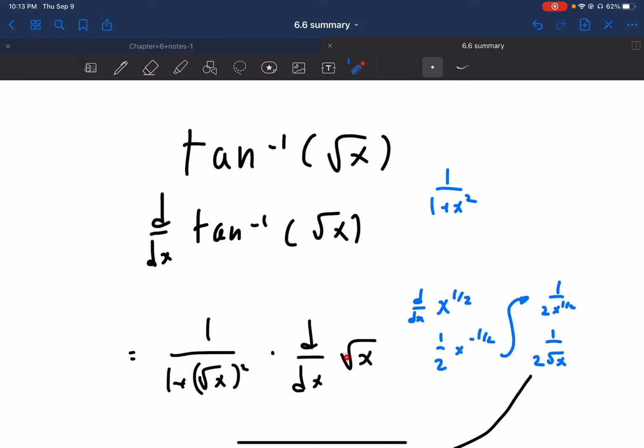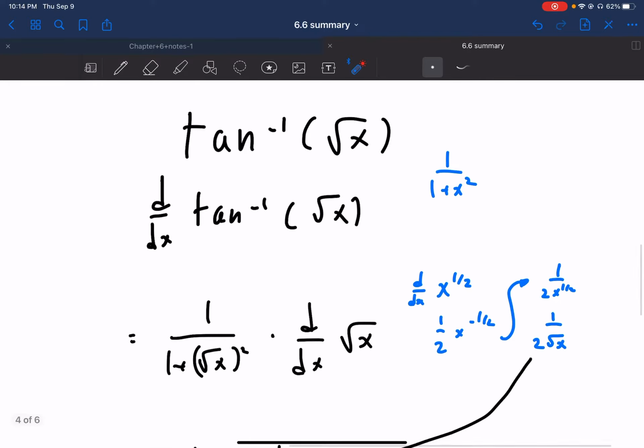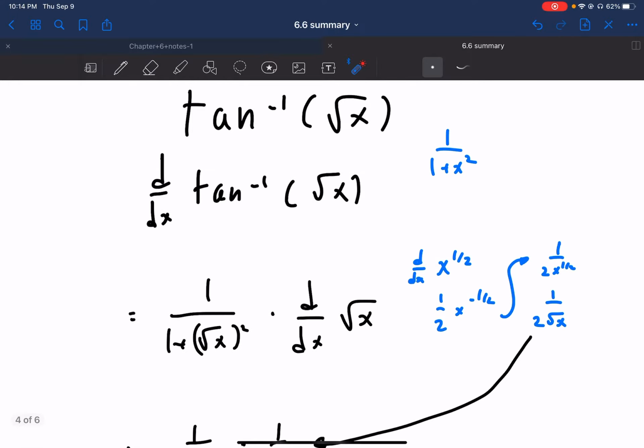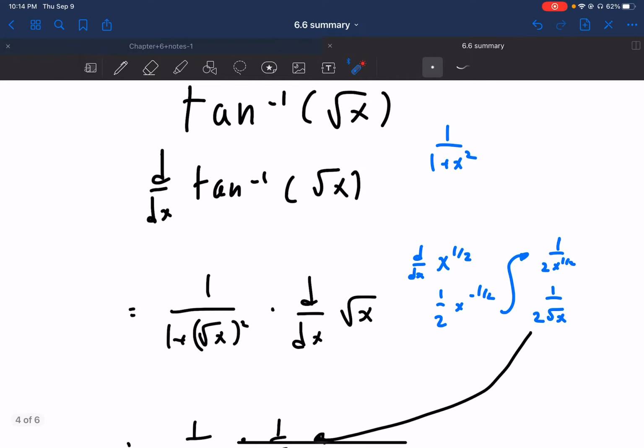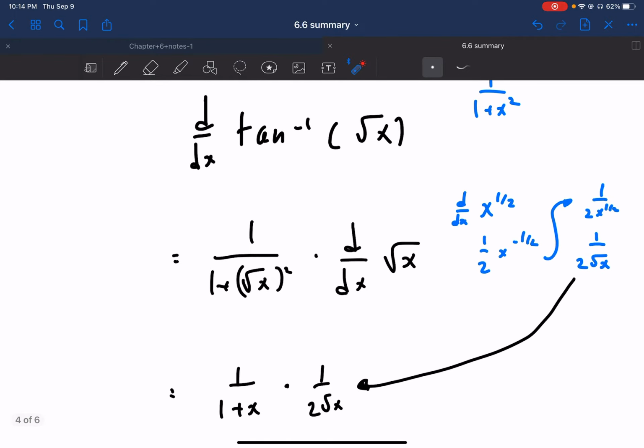Multiply it by the derivative of the inner function, which is the square root of x. Off to the side here, I just found the derivative of the square root of x. You could rewrite it as x to the 1/2, and for the derivative, using the exponent rule, you put the 1/2 in the front and subtract 1 from the exponent. You can rewrite that as 1 over 2x to the 1/2 power. That could also be changed to 1 over 2 square root of x. And that's what this part shows right here.